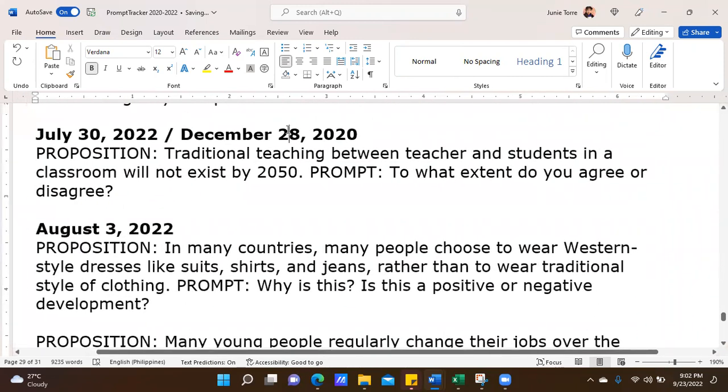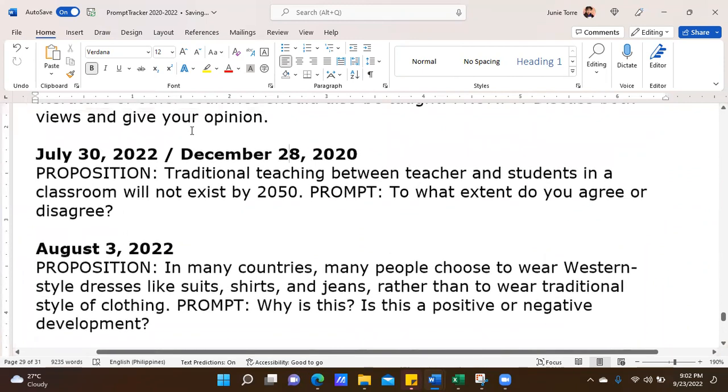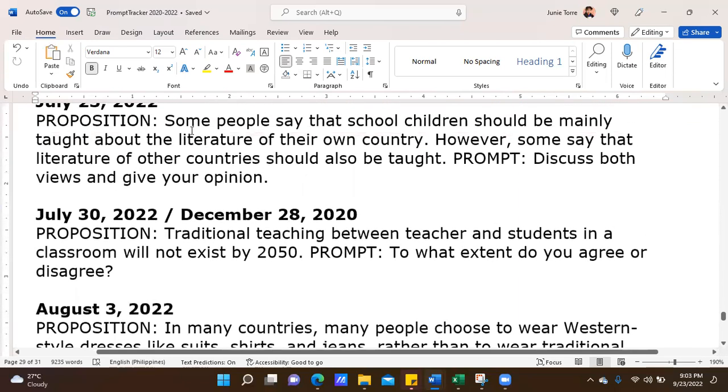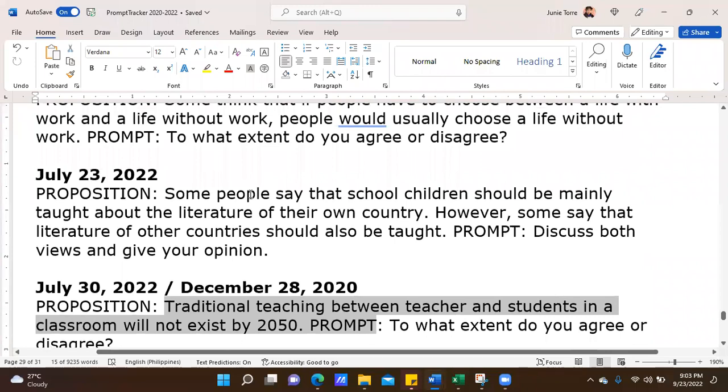Mahirap i-track to guys kasi everyday ng IELTS ngayon eh. It's not like before, it was only like every Saturday lang siya or something. Traditional teaching between teacher and students in a classroom will not exist by 2050. So that is really a very information age question. Some people say that school children should be mainly taught about the literature of their own country. However, others say that literature of other countries should also be taught.